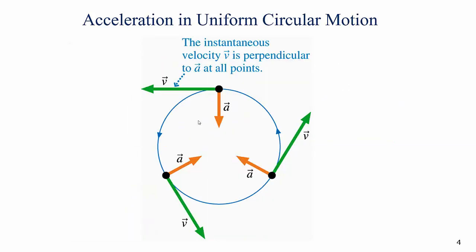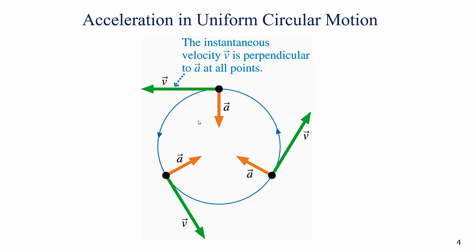The instantaneous velocity is always tangent to the circle. The direction it's moving at any one point is tangent to the path that it's moving along. And in uniform circular motion, the acceleration vector is in towards the center of the circle, along the radius. And in geometry, you learn that a tangent line to a circle is perpendicular to the radius of the circle.